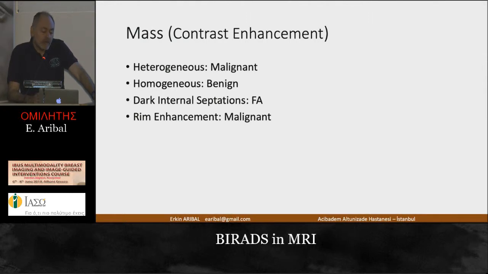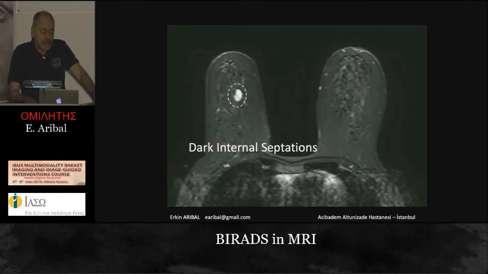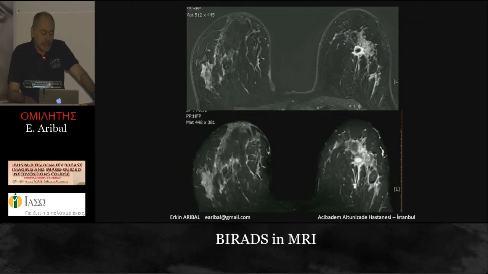So when you define the contrast enhancement in the mass, you can just define it as heterogeneous, homogeneous, with dark internal septations, or rim enhancement. So with the homogeneous enhancement and dark internal septations, it is mostly benign, but you should be very careful, particularly in some cancers you may see it. But in heterogeneous and rim enhancement, you must have suspicion for malignancy. So this is a case with oval shape and circumscribed margins with dark internal septations, which is benign.